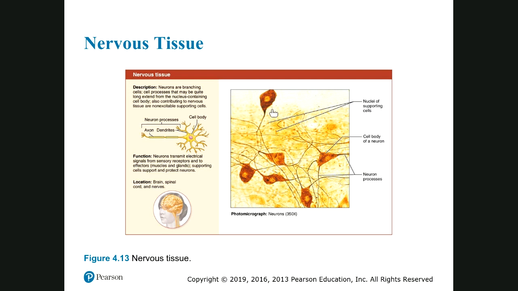Our neurons are highly specialized nerve cells that generate and conduct nerve impulses. They respond to stimuli and they transmit electrical impulses over substantial distances within the body. The neuroglial cells, or supporting cells, are non-conducting cells, and they carry out the function of support, insulating, and protecting our neurons.